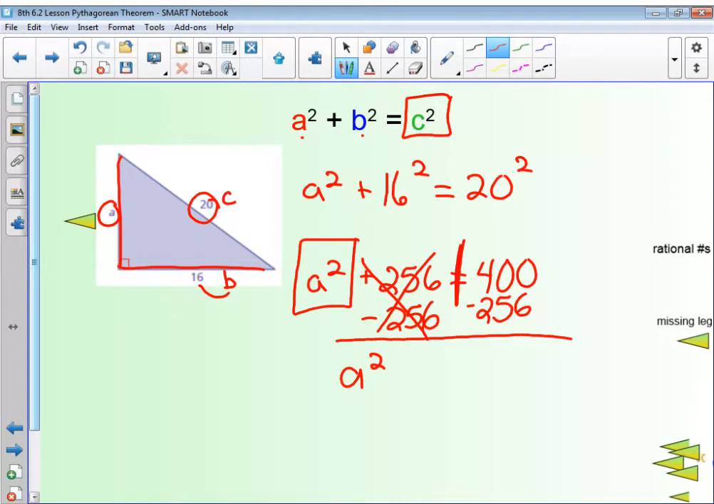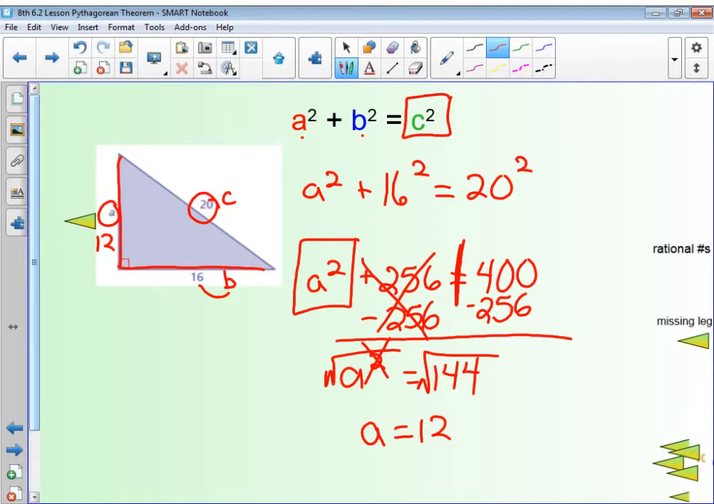Okay, so 400 minus 256 gives me 144. Now I still want to get it to just be an A. So to get rid of that squared, I'm going to do the square root to cancel that out. The square root, because those are opposites, of 144 is 12. So I just found out that A equals 12. So my A length is 12.